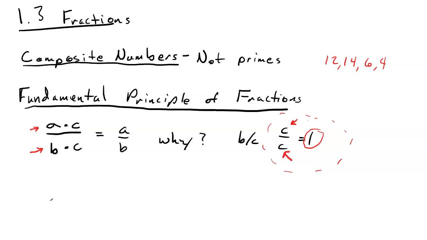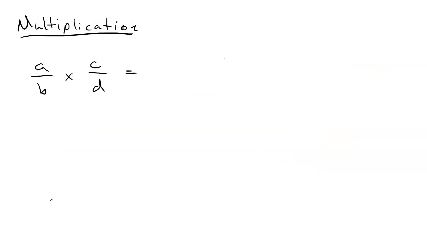Okay, so now we're going to use this to multiply and divide fractions. Here I have a simple multiplication: A over B times C over D. I want you to pause the video real quick and just try to take a guess of what this answer is going to look like. Go ahead and pause it. Okay, so the answer is that we're going to have A times C over B times D.